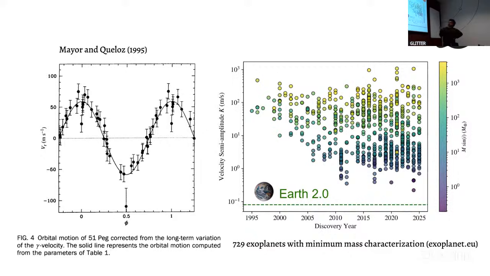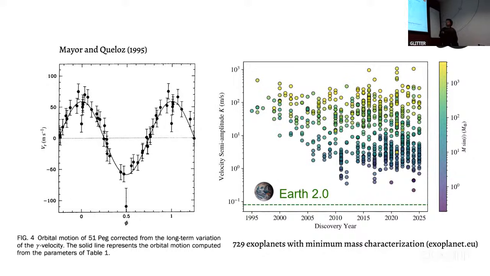However, as we can see in this plot of the velocity semi-amplitude of the exoplanets detected across the different discovery years, we have not detected any Earth twin, which would induce just an 8 centimeter per second signal. And also we can see that despite the instrumental advancements, at the limit of around 1 meter per second there are very few exoplanets detected below this limit. So why does this happen?